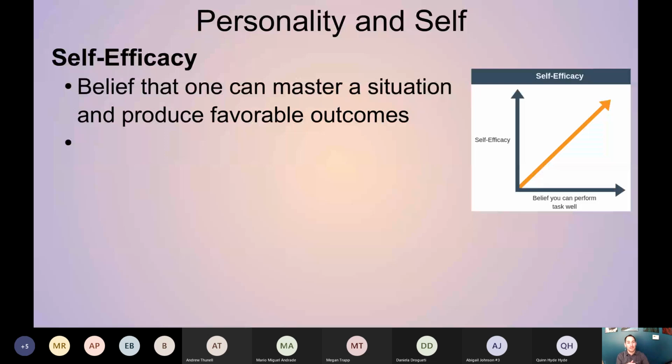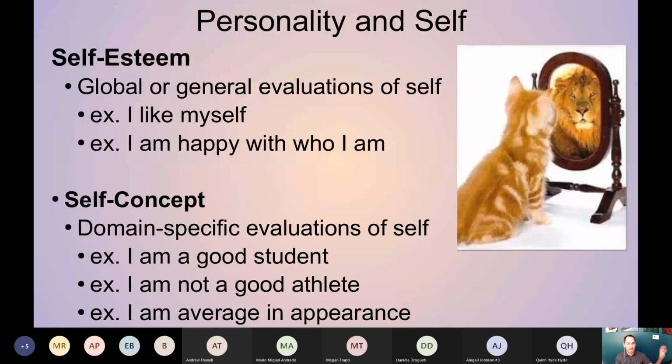When you have that high sense of self-efficacy, it's correlated with a lot of positive benefits, like resilience when things are challenging, like being able to overcome obstacles. Self-efficacy is also correlated with better performance in a lot of different areas. But self-efficacy itself is different than self-concept and self-esteem.